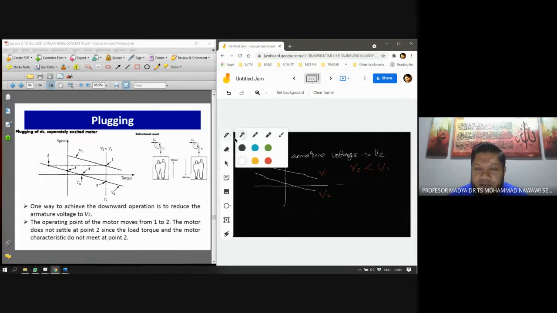So if you want to maintain a certain speed but in the opposite direction, this is your speed 1, operating point 1, motoring mode. And then if you want to change to 2, you reduce the voltage there. You change to point 2, whereby you have the same speed, omega, because this is omega, this is torque. So what you do is reduce to V2 until you reach here. The operating point of the motor moves from 1 to 2.